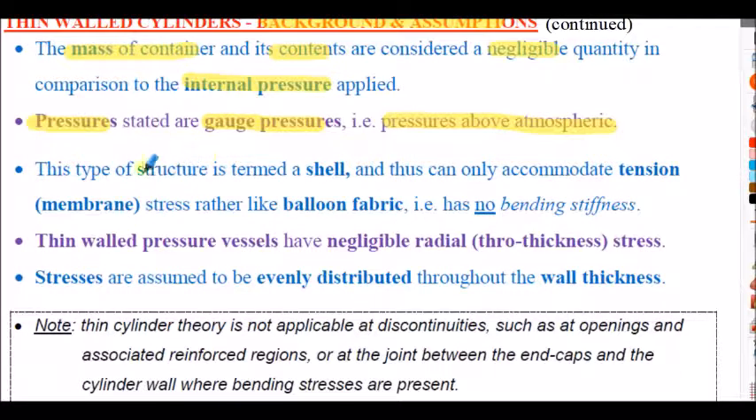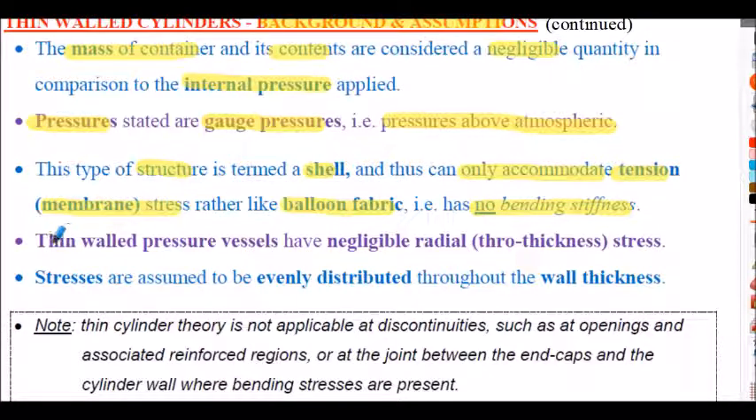So this type of structure is sometimes termed a shell, and as a shell, it can only accommodate what's called tension or membrane stresses. So like a balloon, in other words, if you think of a balloon, there's only tension in a balloon. It has no bending stiffness. It can't take any bending, no bending stiffness in a membrane. So that's effectively how we're considering our vessels, even though they are metallic materials, we're considering them in that vein.